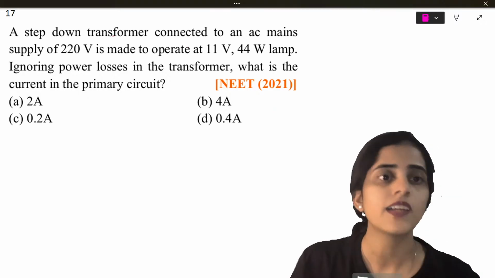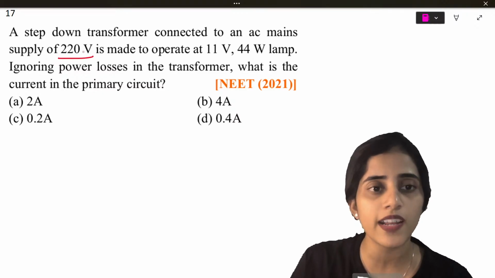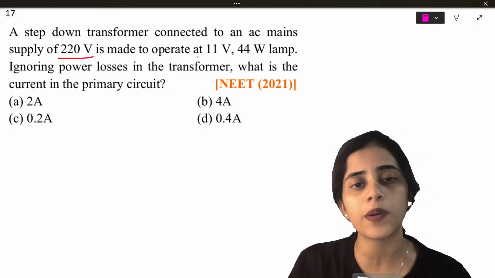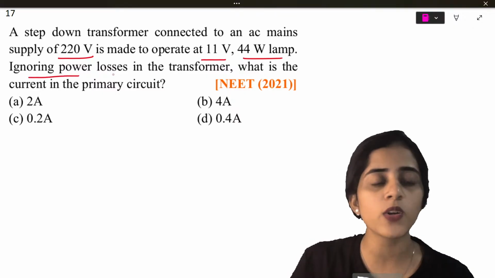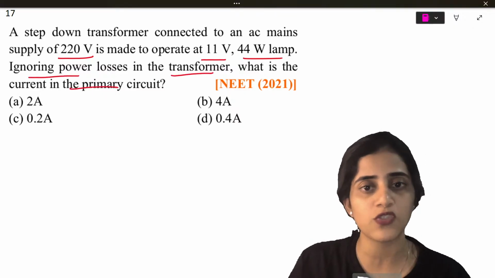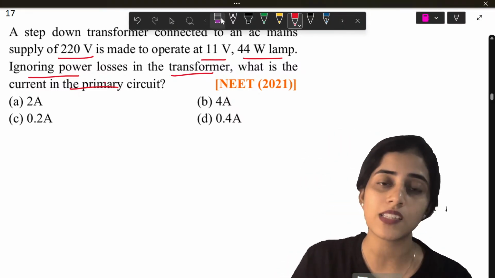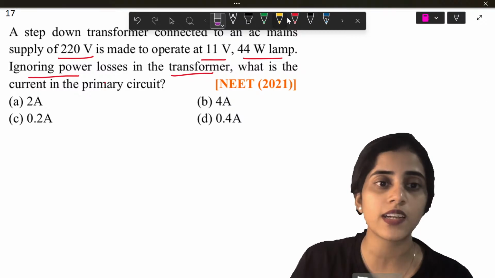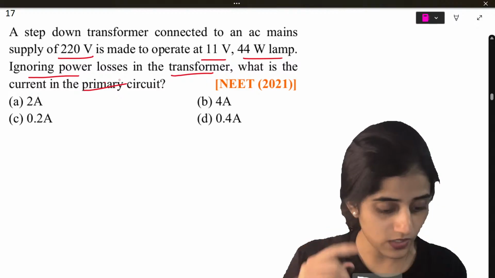Okay. A step-down transformer connected to an AC mains supply of 220 volts is made to operate at 11 volts, 44 watt lamp. Ignoring power loss in the transformer, what is the current in the primary circuit? Okay, let's do this quickly.